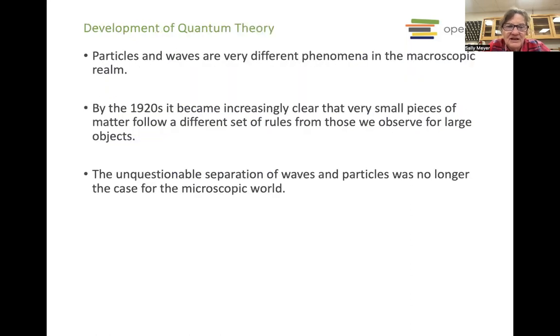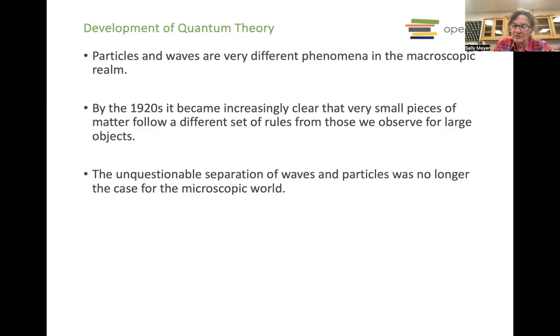So, development of quantum mechanics. Particles and waves are very different phenomena in the macroscopic realm. But by the 1920s, quantum mechanics was completely developed by 1926. The photoelectric effect was developed in 1905, so you can think about the time it took for this theory to be developed. By the 1920s, it became increasingly clear that very small pieces of matter follow a different set of rules than those we observe for large objects. The unquestionable separation of waves and particles was no longer the case for the microscopic world.